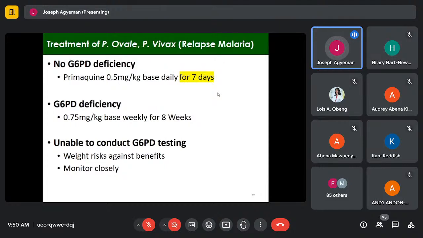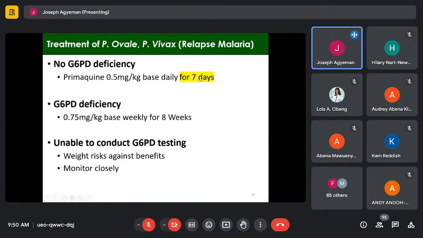So individuals who do not have any G6PD problem, this is the recommended dose. They take 0.5 milligram per kilogram body weight. That is the primaquine base, not the salt. The salt normally will come with a higher strength; out of it, a certain quantity will be the primaquine molecule itself. Then it should be taken for 7 days.